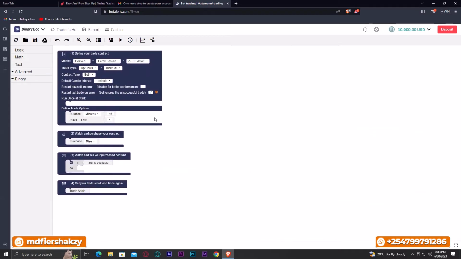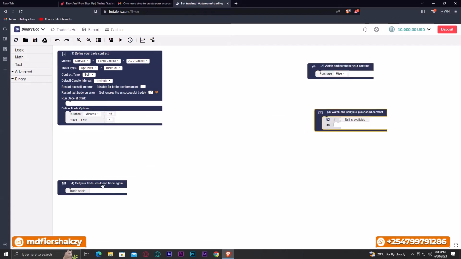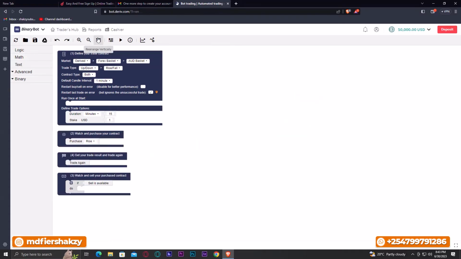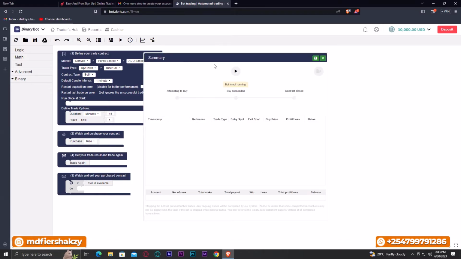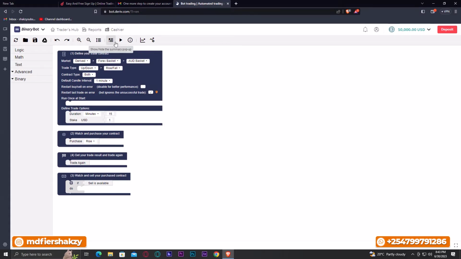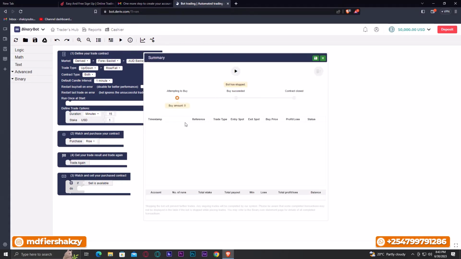Okay, so then we have this rearrange vertically. Let me show you what rearrange does. These are blocks. These are the trading blocks. If I want to arrange them, I just click and rearrange vertically. This is the summary, where you'll be seeing the trades. You just click, and it will show you how the trades will be running.